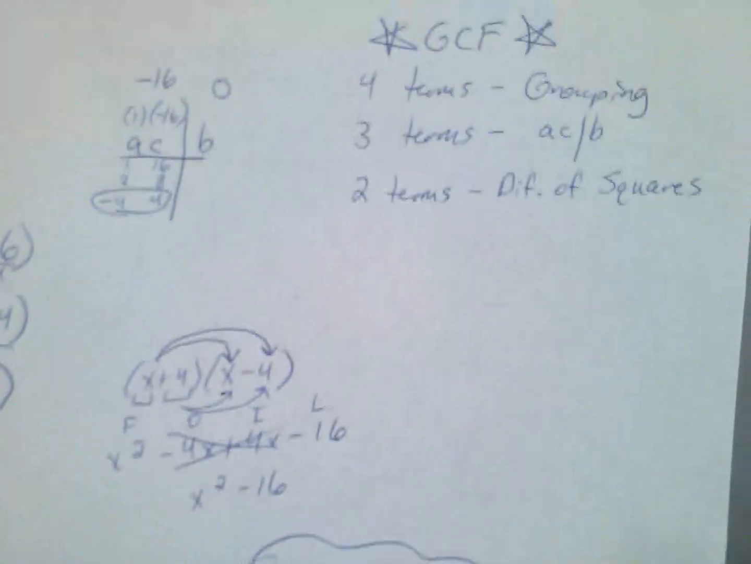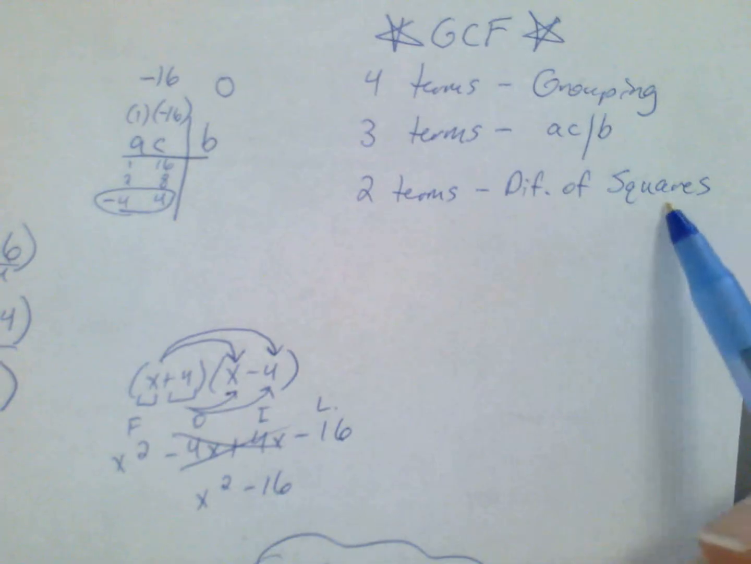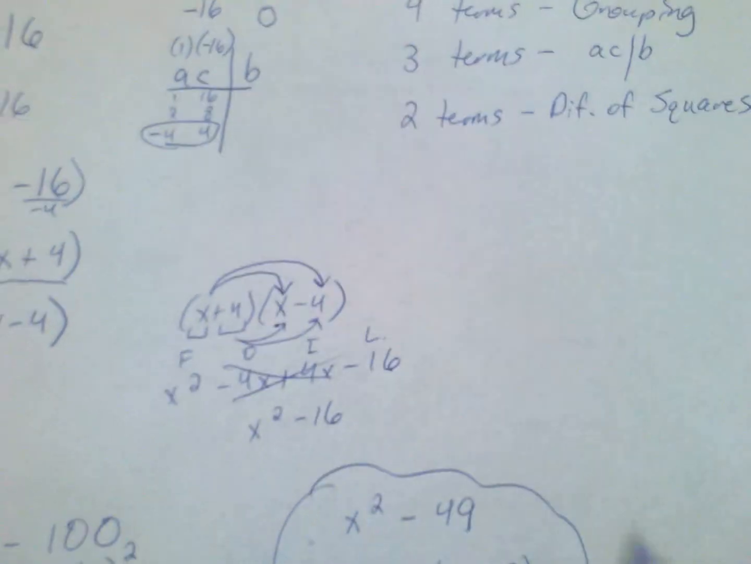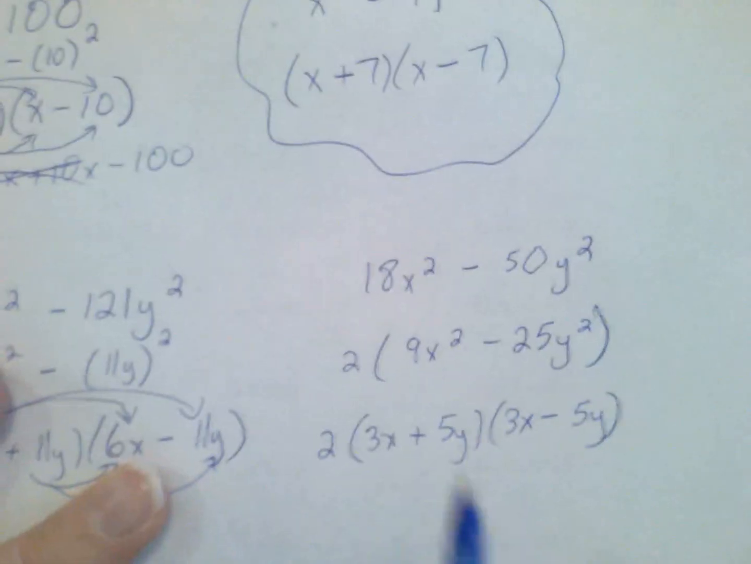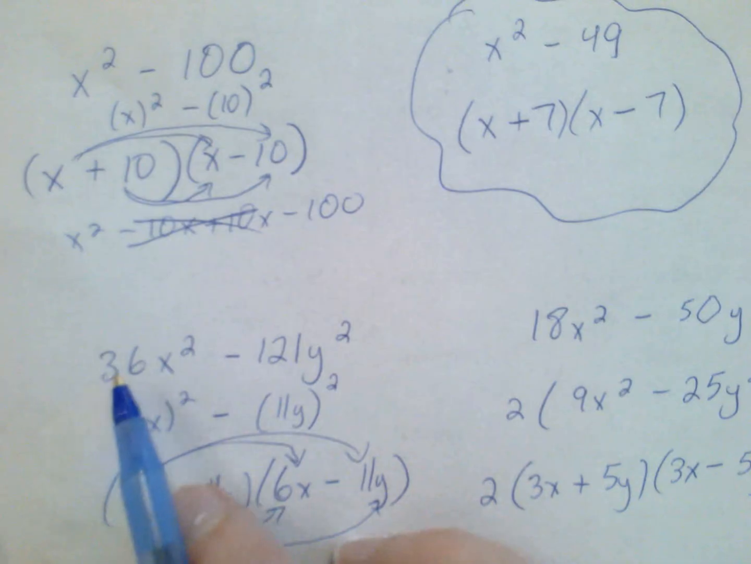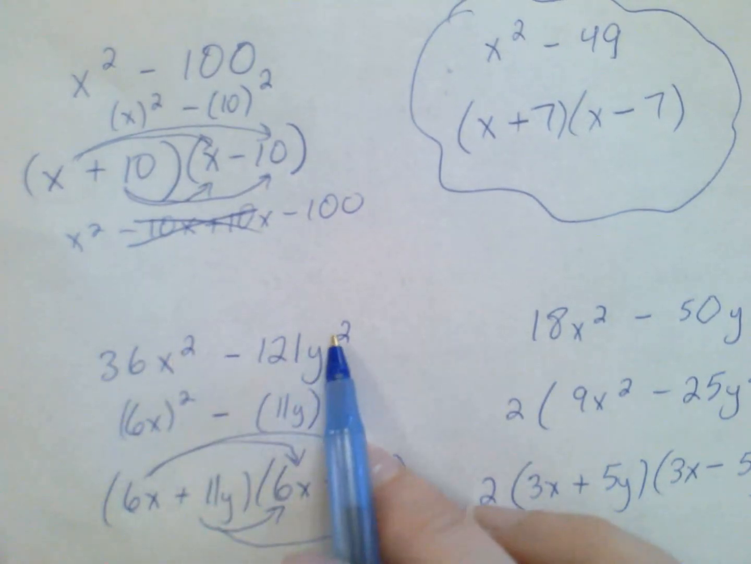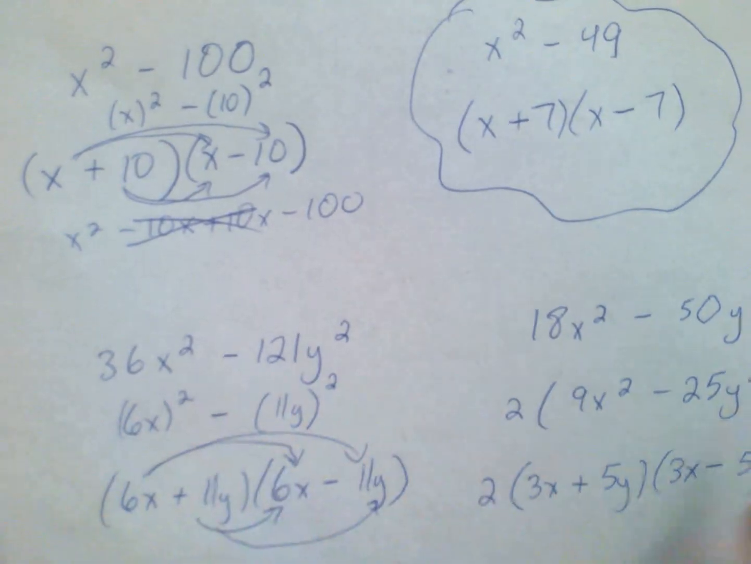Now, of course, the rub is that they have to be subtracted, and they have to be both perfect squares. Otherwise, the difference of squares shortcut doesn't work. But okay, and then watch out, they might throw in one where there's a coefficient on both, variables on both. I don't think it's that hard.